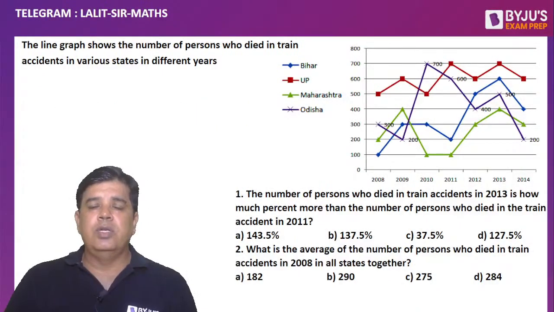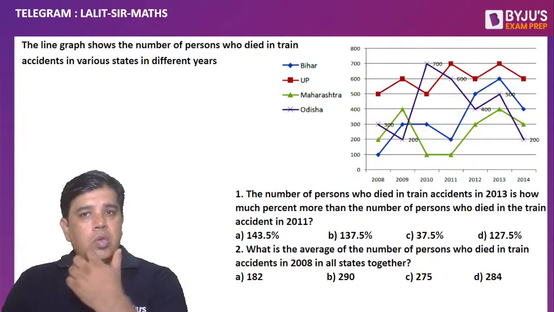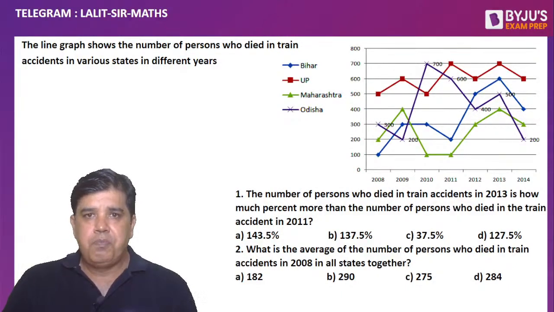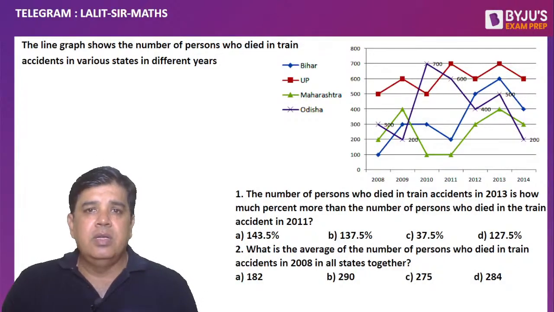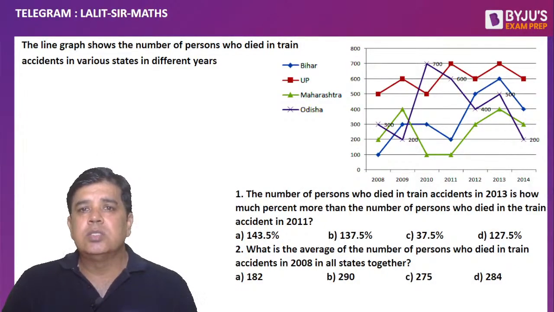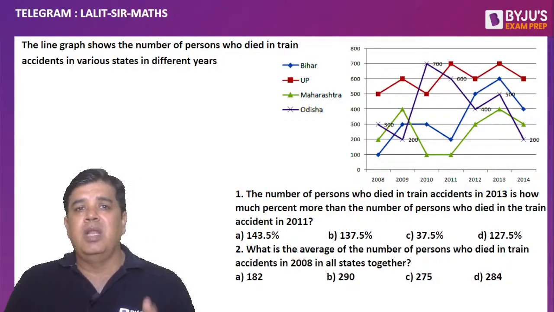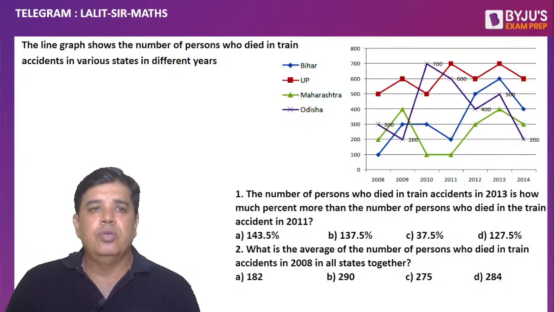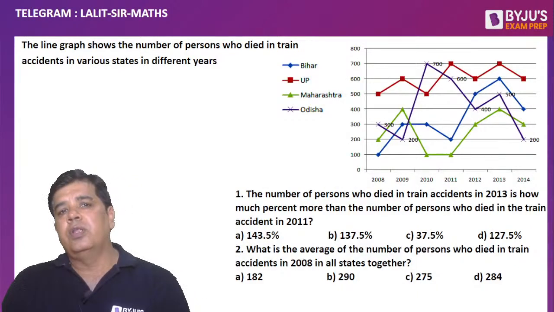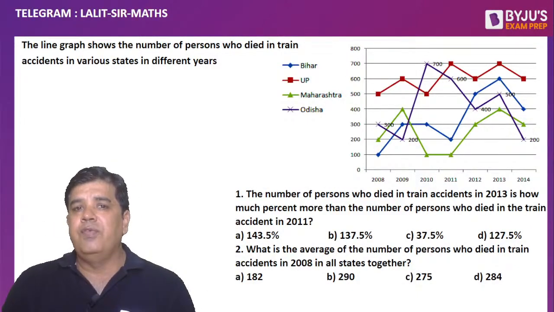Again we have a line graph, students, but here we have multiple dimensions. Something is related to states, which have their own shapes: diamond, square box, triangle, cross. Then there are years and there are some numbers. So it's a three-dimensional single graph. Let's see what this graph is telling us. The line graph shows the number of persons who died in train accidents in the various states.